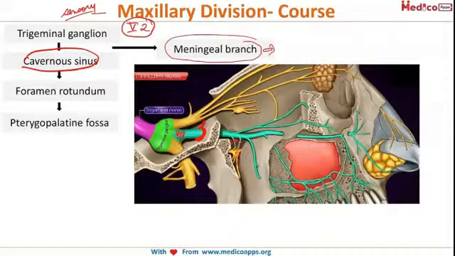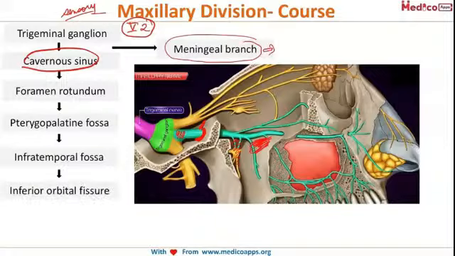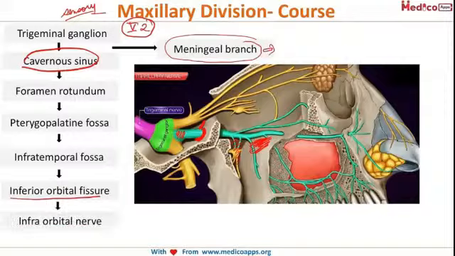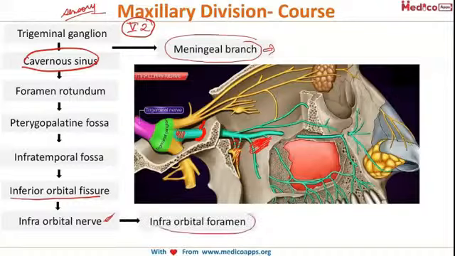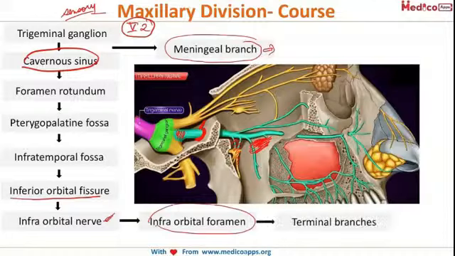This area here is the pterygopalatine fossa, and from there it reaches the infratemporal fossa. Then from there it enters the orbit through the inferior orbital fissure. That is, it enters the floor of the orbit. It runs along the infraorbital groove as the infraorbital nerve, and from there it exits the skull through the infraorbital foramen and gives out its terminal branches.